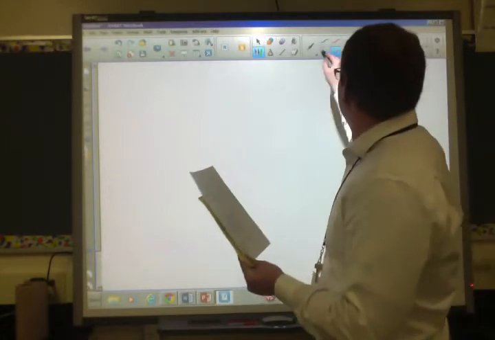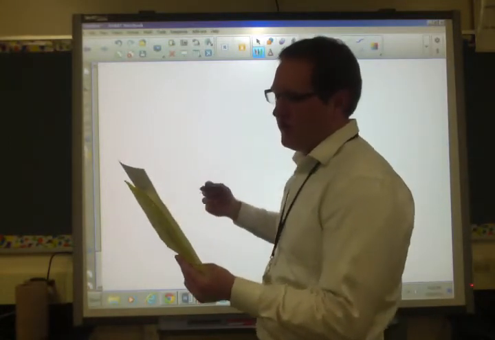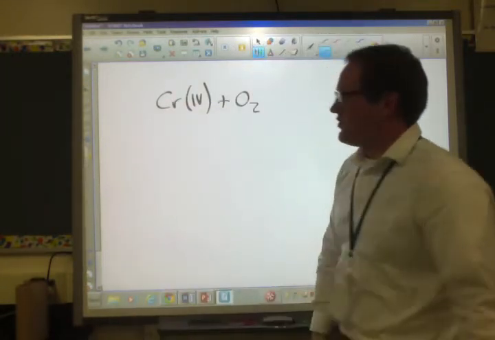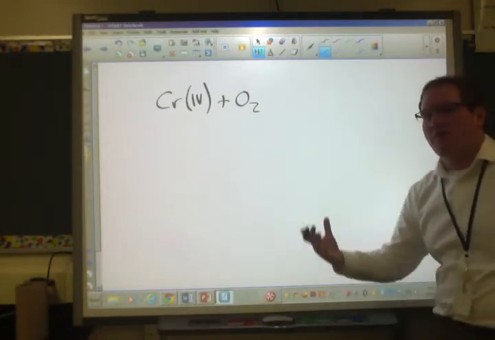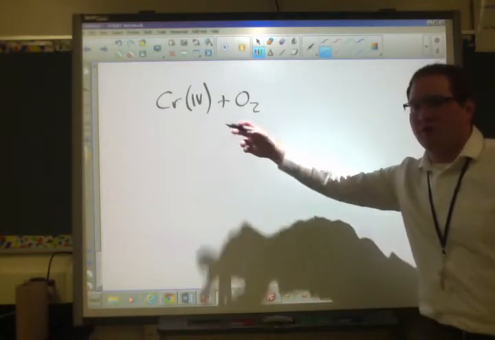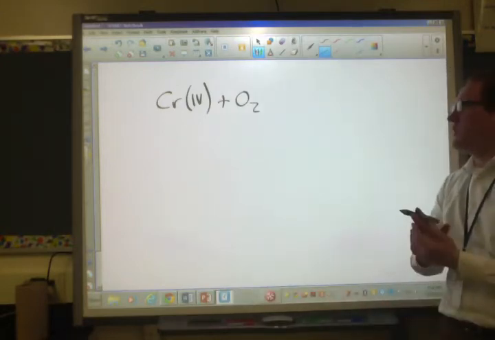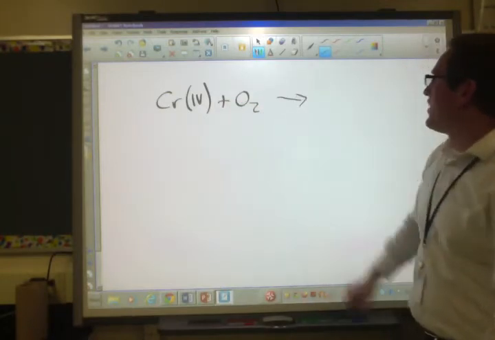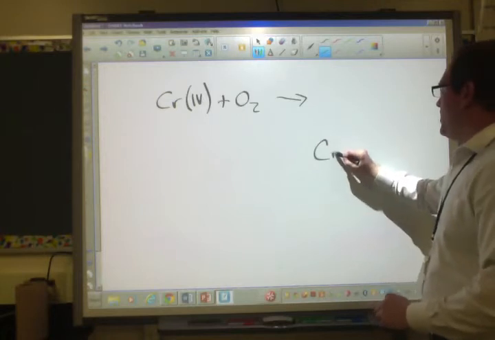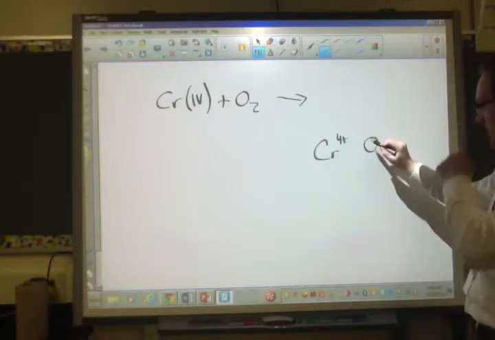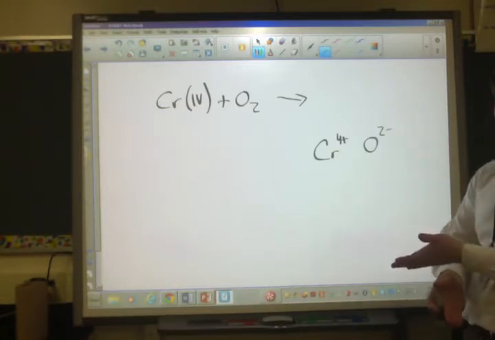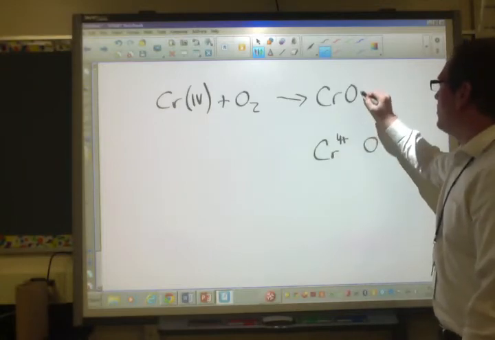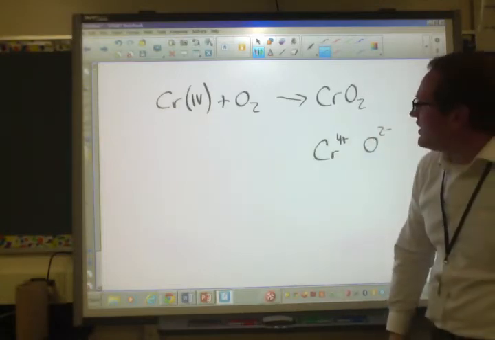Alright, number 6. Chromium with a charge of 4 plus O2. So you might think this is combustion because it's plus O2. However, it doesn't involve a hydrocarbon. This is just chromium. It's not any form of C and H. So the only thing this can be is synthesis. A plus B yields AB. So if I'm going to mix chromium with a charge of 4 plus and oxygen, which has a charge of 2 minus, you can either crisscross rule and simplify, or you can just recognize that I need 2 oxygens to balance this, CrO2. And it's balanced.